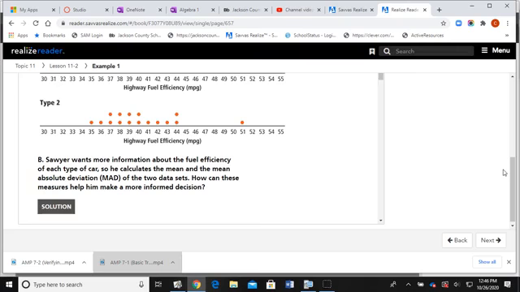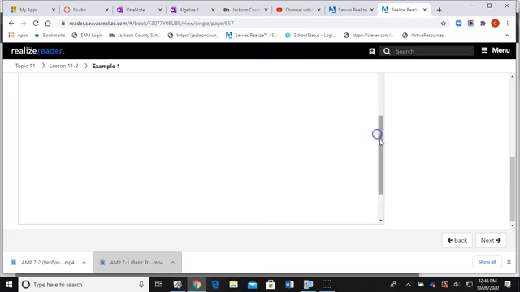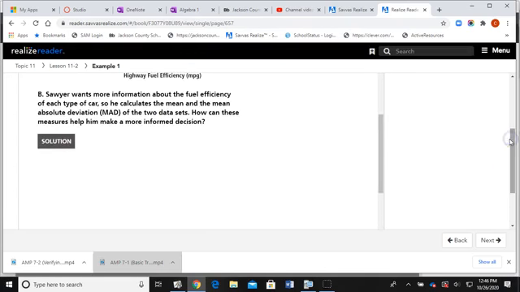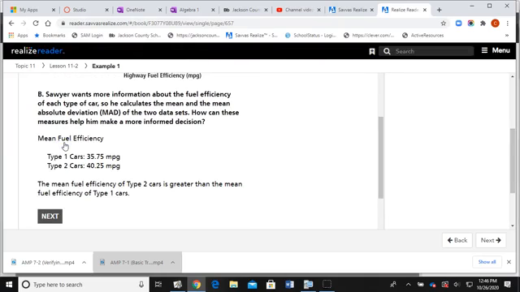All right, so first off, the mean is just the what? It's just the average. Okay. So, the mean is just the average. You can get the average just by putting it in your calculator in that second, and it's the very first one. Okay? The mean fuel efficiency of type 2 is how much? 40.25 miles per gallon. Type 1 cars are 35.75 miles per gallon. So definitely still going with type 2 if we're just looking at the mean.